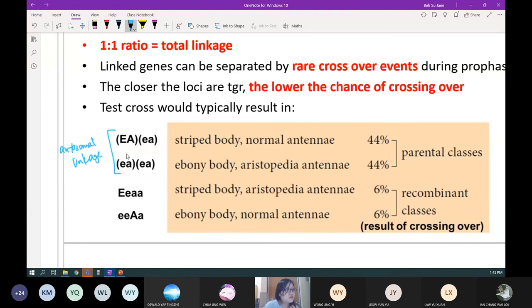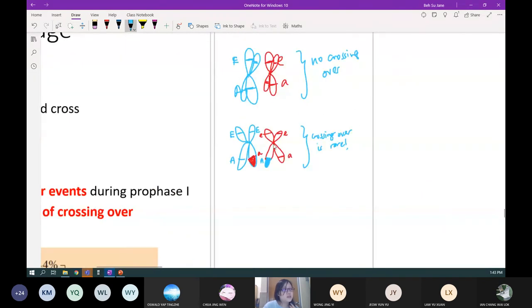And you can see that the percentage is very high. This one's very, very low. Okay, this one is the result of crossover. Rare crossing over. Okay, happens at, again, prophase 1. Remember when studying prophase 1.